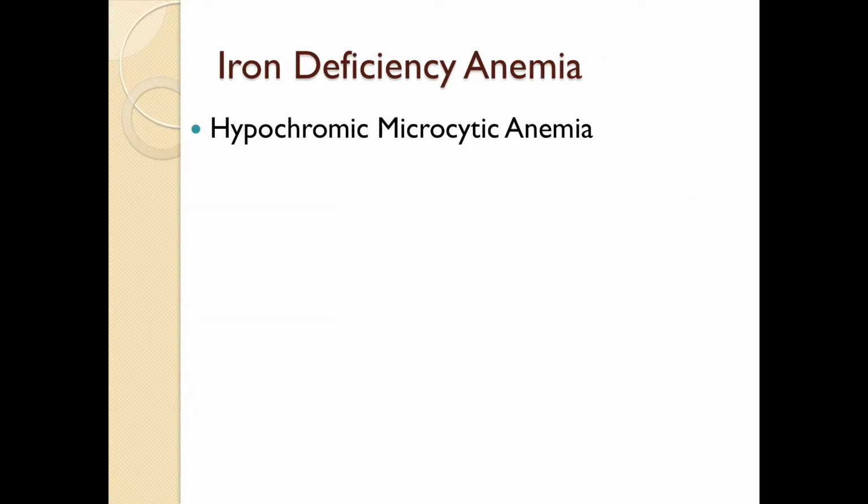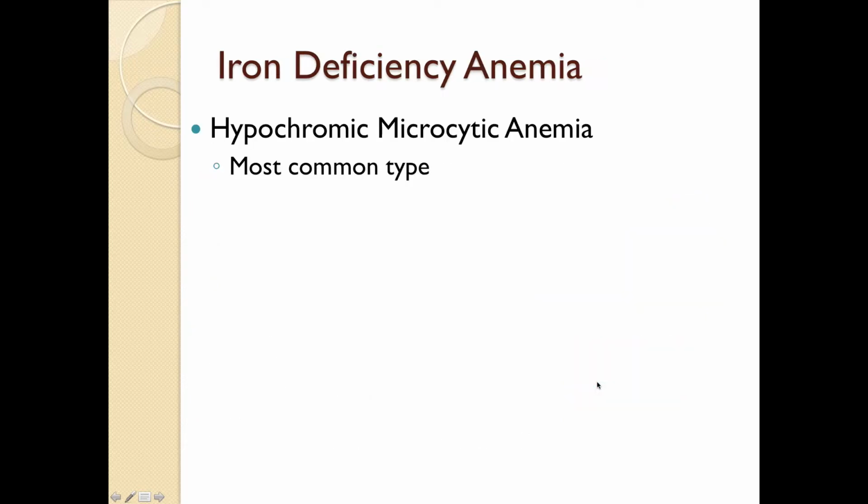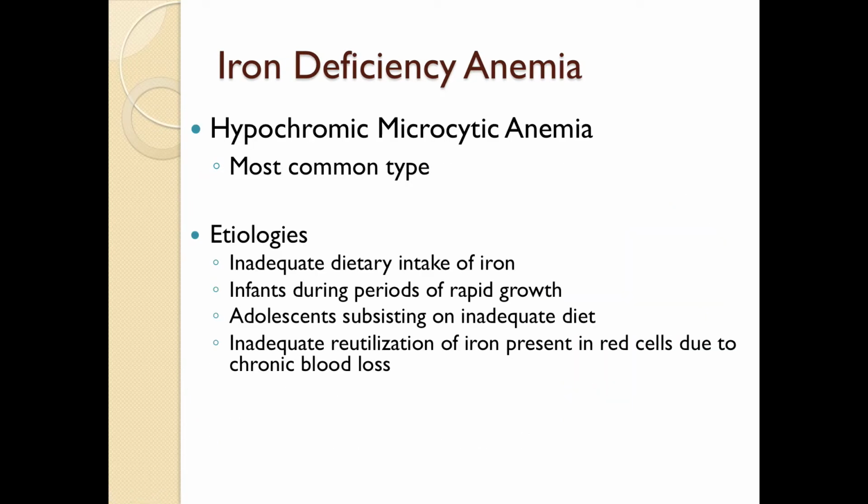So that's called iron deficiency anemia, which presents as hypochromic microcytic anemia. So in a blood smear, those cells look just like I showed you on the slide prior. They're small and they're not really red. It's most common, and there's a couple of different causes, really dependent on age.